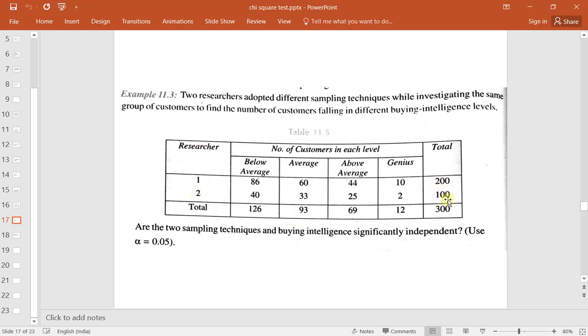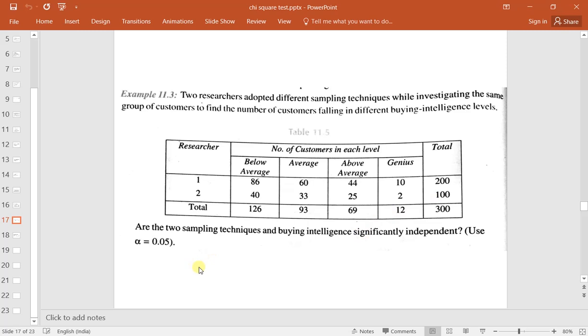Okay, there is one more researcher, we call him researcher 2. He has made a study on 100 respondents, and he says according to his studies there are 40 people who are below average in terms of buying intelligence. There are 33 average, 25 above average. There are only 2 genius for the second researcher.